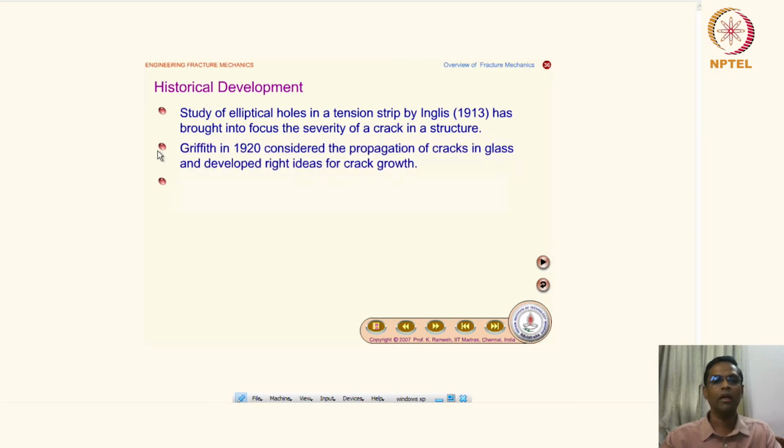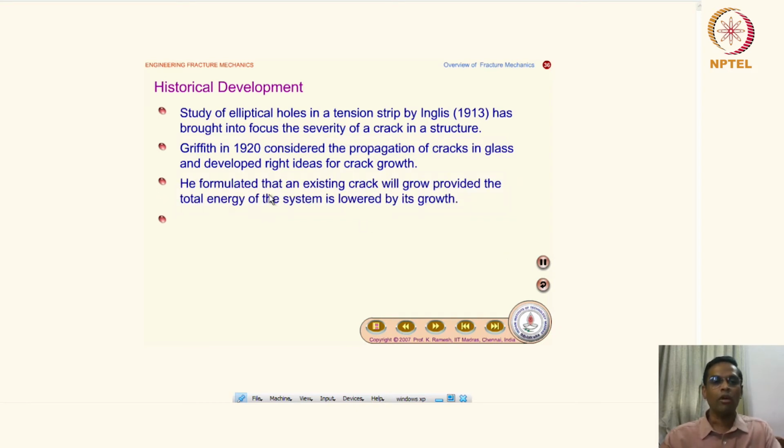Okay, then followed by Griffith in 1920, who considered the propagation of cracks in glass and developed the right ideas for crack growth. So this is again very important. After several years, Griffith developed some ideas for the crack growth. So this is just a second event.